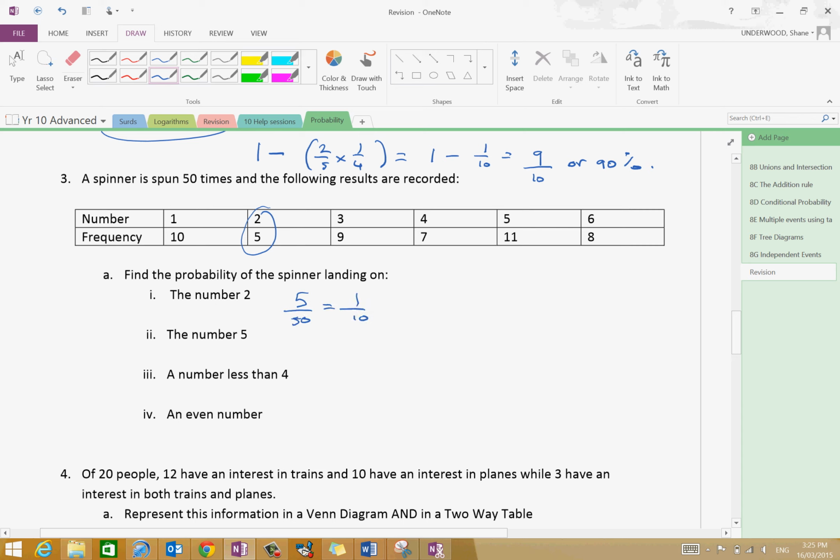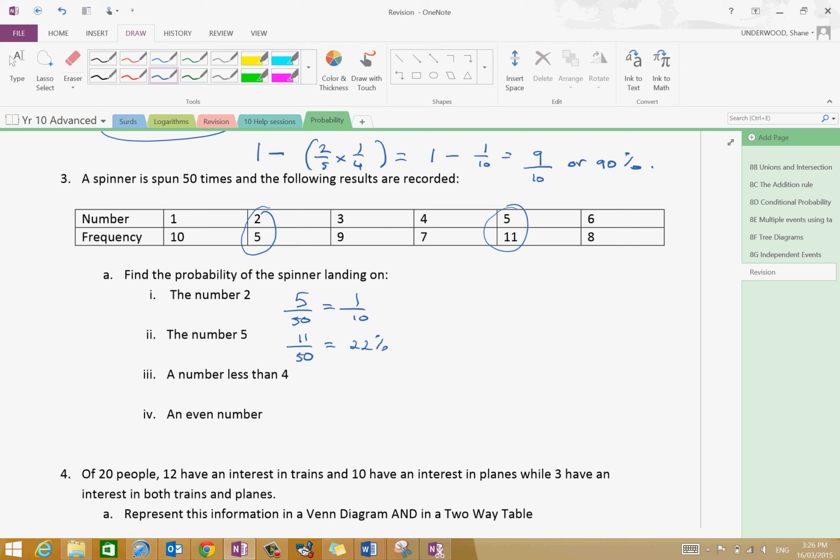The number 5 is 11 out of 50. What would that be in a percentage? 22%. Okay? That's really good. The question will ask you. And if it doesn't, leave it in either form, but preferably a fraction is fine.